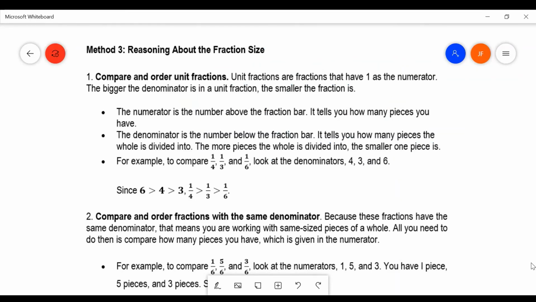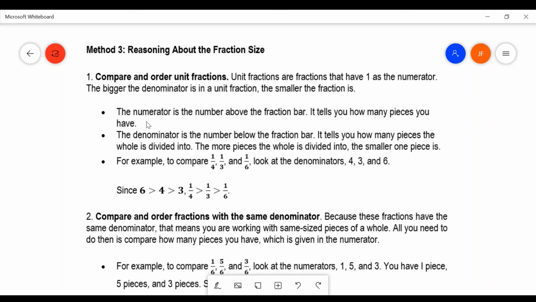Okay, we are now on method 3 of comparing and ordering fractions. So we have here reasoning about the fraction size. Okay, step 1, compare and order unit fractions. Unit fractions are fractions that have 1 as the numerator. The bigger the denominator is in a unit fraction, the smaller the fraction is.